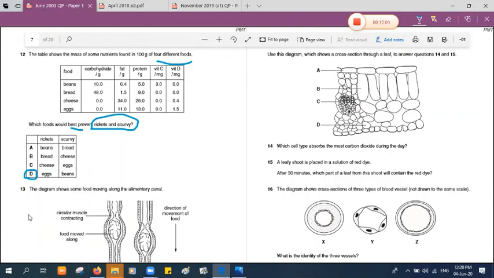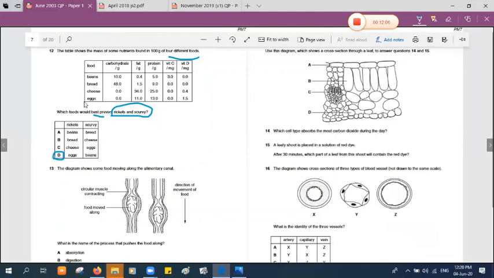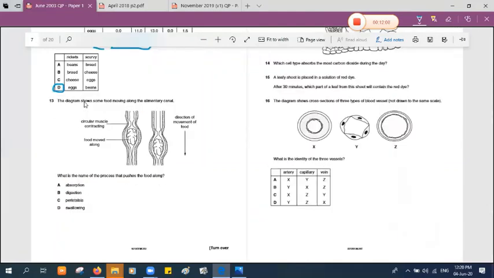so let's move to question 13 here. The diagram shows some food moving along the alimentary canal. Okay, direction of the food. Here there is circular muscle contracting, and this is the food. Yes. Question 13 is C. Perfect. We call this the wave of contraction along the alimentary canal. This movement is peristalsis.